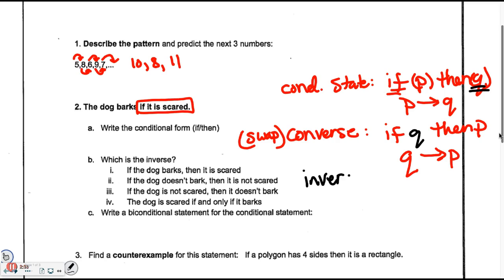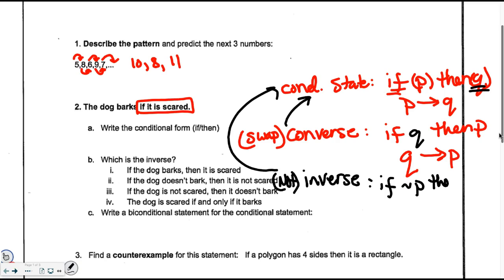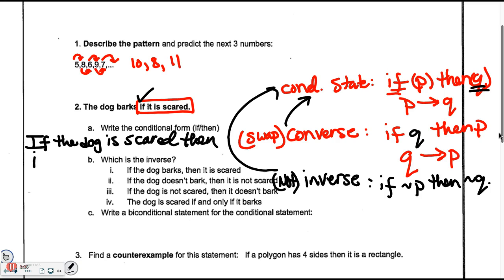The inverse does what I call knots them or negates them. Leaves it in the same order though, so you should draw an arrow back up here. These are all about the conditional statement. The inverse says if not P, then not Q. So back over here, I'm going to rewrite this statement again. If the dog is scared, then it barks. All right, so like I said, that's the conditional statement. The converse swaps those and would say if the dog barks, then it is scared. The inverse knots them, but keeps it in the same order. So it'd be if the dog is not scared, then it doesn't bark. So this guy right here is the inverse.